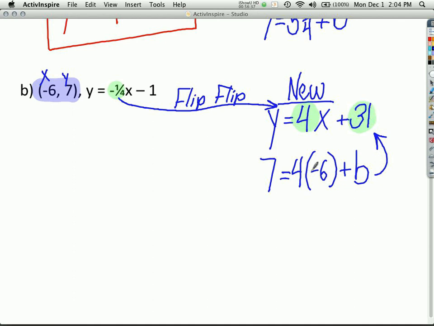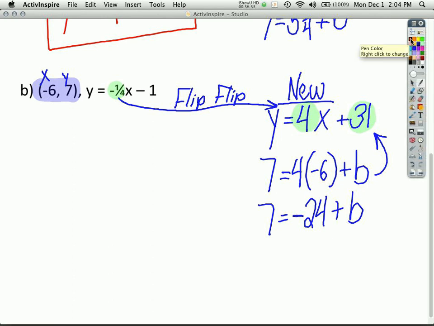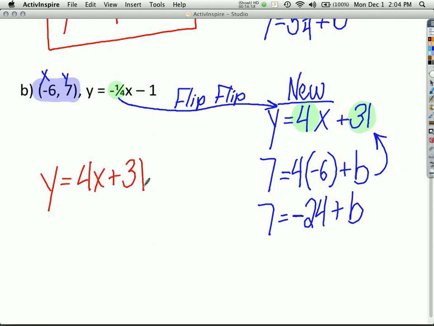31. 4 times negative 6 is negative 24. Add 24 to both sides, you get 31. Okay? So we have our new line. Our new line is y equals 4x plus 31. And that will be perpendicular to that. These two lines will be perpendicular. Any questions about that? Any concerns?